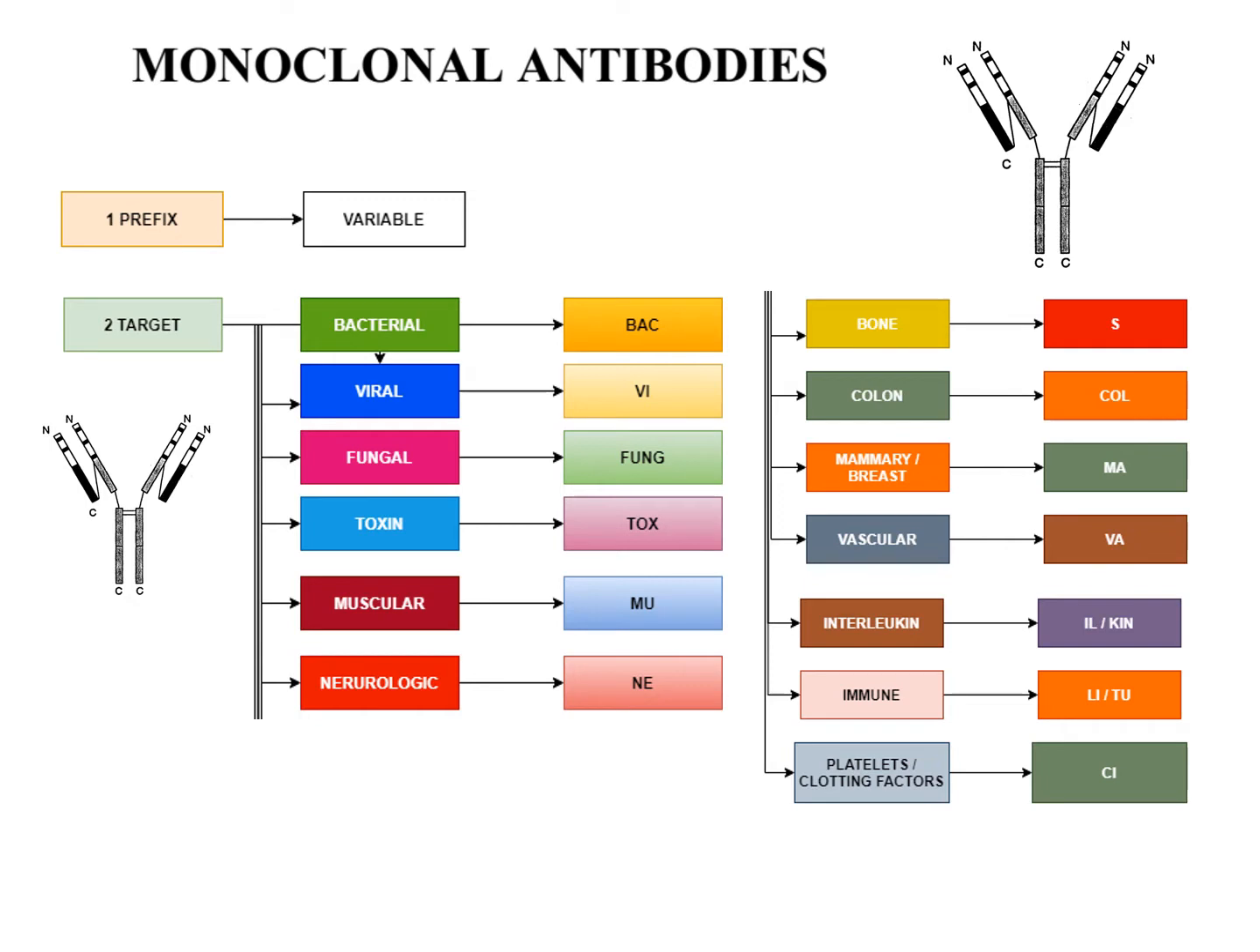And for interleukins, it will be IL, KIN. For immune suppressants, they will have LI or TU in their nomenclature. Both of them are used for autoimmune disorders and different types of cancers. And for platelets and clotting factors, they have CI in their nomenclature.